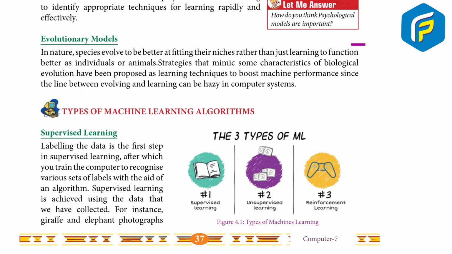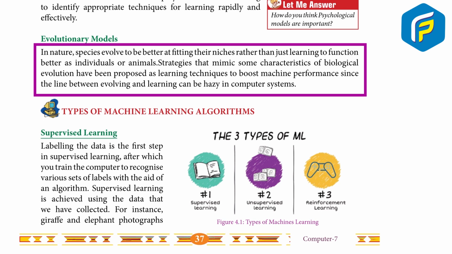Evolutionary models. In nature, species evolve to be better at fitting their niche rather than just learning to function better as individuals or animals. Strategies that mimic some characteristics of biological evolution have been proposed as learning techniques to boost machine performance, since the line between evolving and learning can be hazy in computer systems.